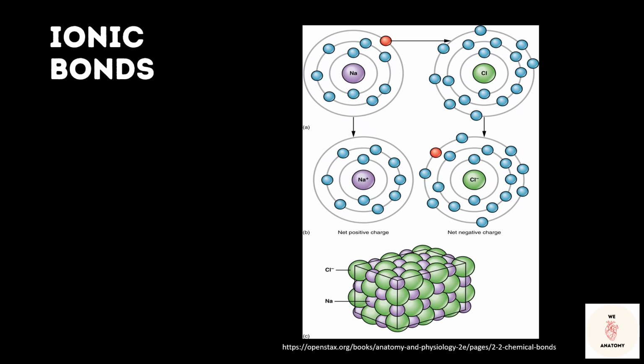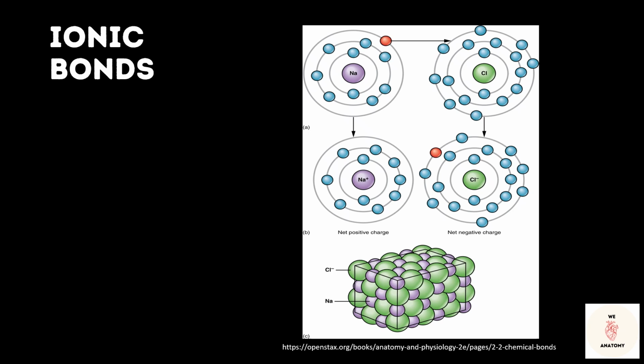First, we're going to look at ionic bonds. Atoms that do not have a full valence electron shell are likely to form bonds with other atoms. They will either donate or receive electrons to fill their valence shell. An atom that has an electrical charge, whether positive or negative, is called an ion. When an atom donates electrons, it becomes positively charged and is called a cation. When an atom accepts electrons, it becomes negatively charged and is called an anion.